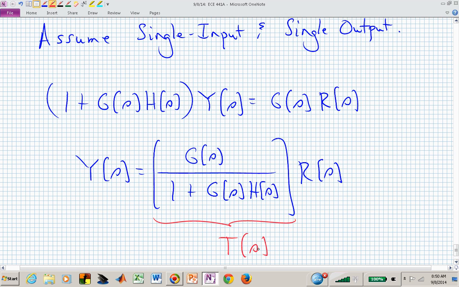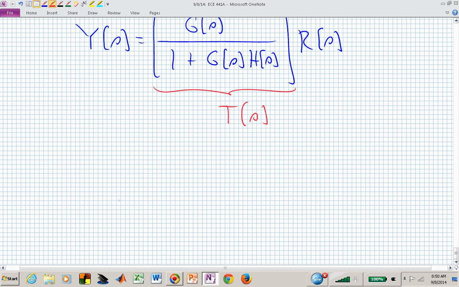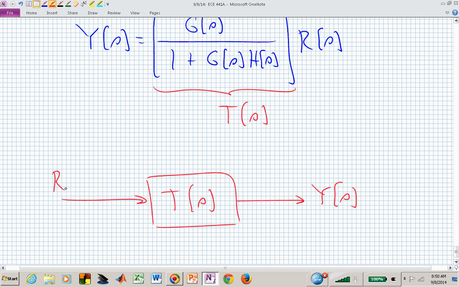There is our T of S between R of S and Y of S, and now somebody could just put a block diagram, T of S, between R of S and Y of S. We'll pick up Wednesday with trying to interrelate all of these different system representations and be able to go back and forth between them.